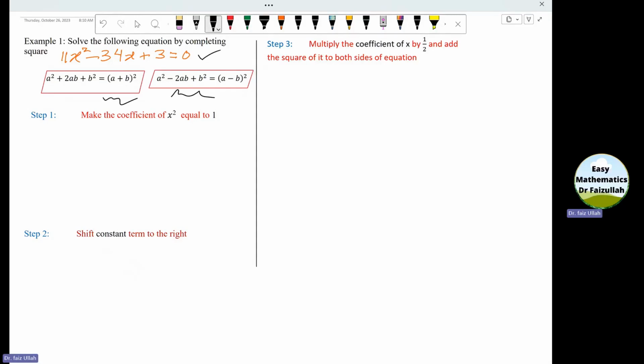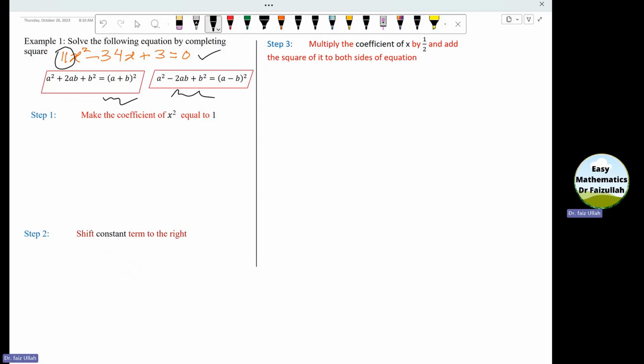To solve any quadratic equation by this method, the first step is that the coefficient of x square should be equal to 1. If it is not equal to 1, divide each term by the coefficient of x square so that the coefficient of x square becomes equal to 1.